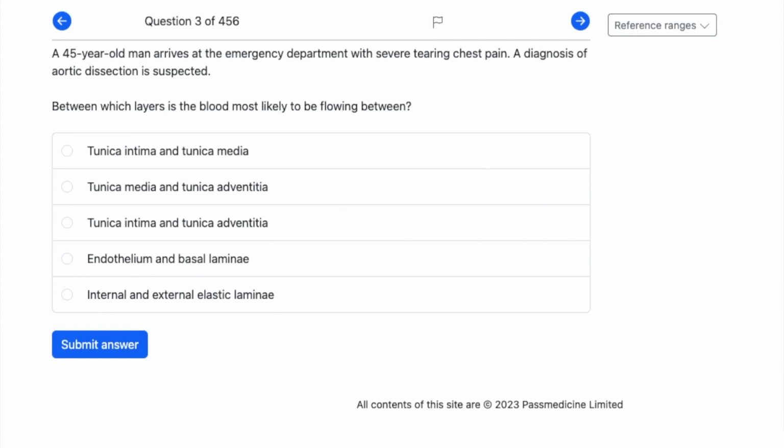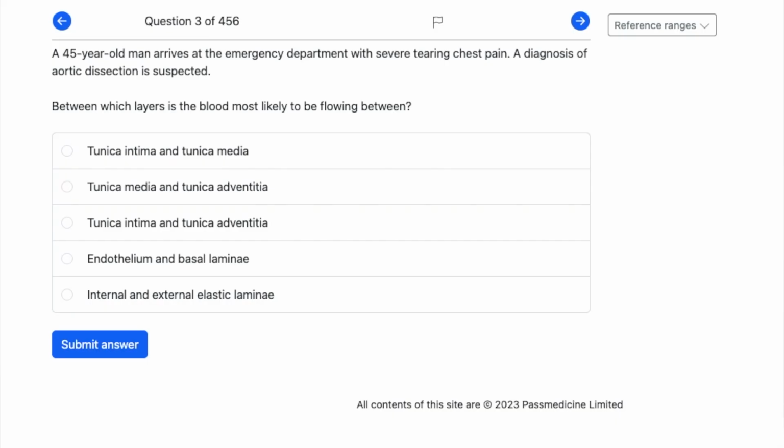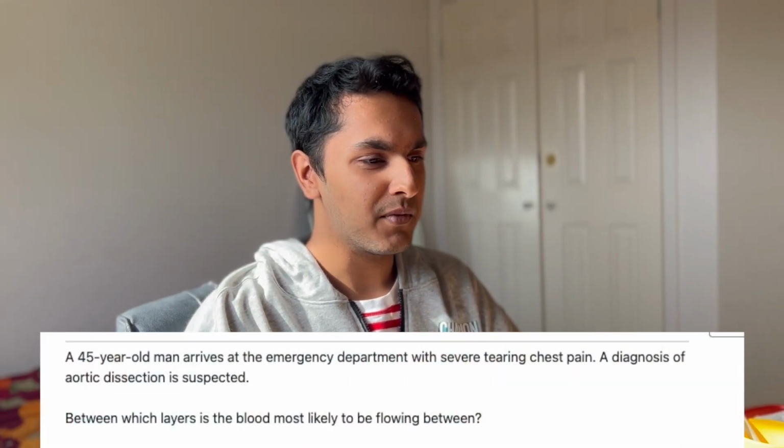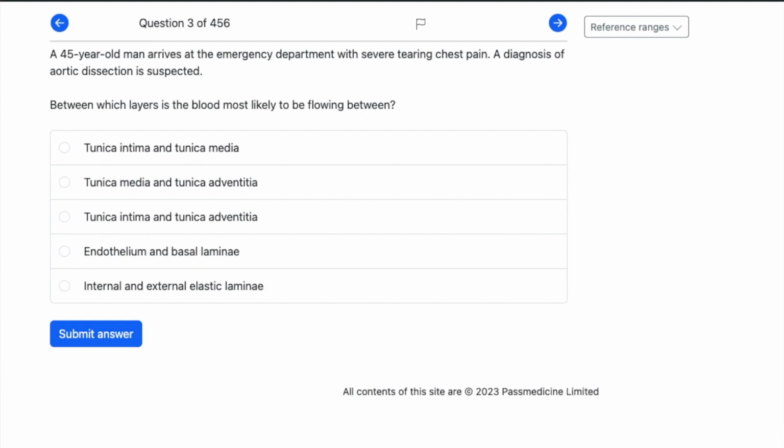A 45-year-old man arrives to the ED with severe tearing chest pain. We're thinking of aortic dissection. A diagnosis of aortic dissection is suspected. Between which layers is the blood most likely to be flowing? For an aortic dissection, what actually happens is that the tunica intima, the innermost layer of the arterial wall, is damaged and flaps over, and the blood goes in through that gap and gets collected into the media. So it's between the tunica intima and the tunica media. So select that one. There we go.